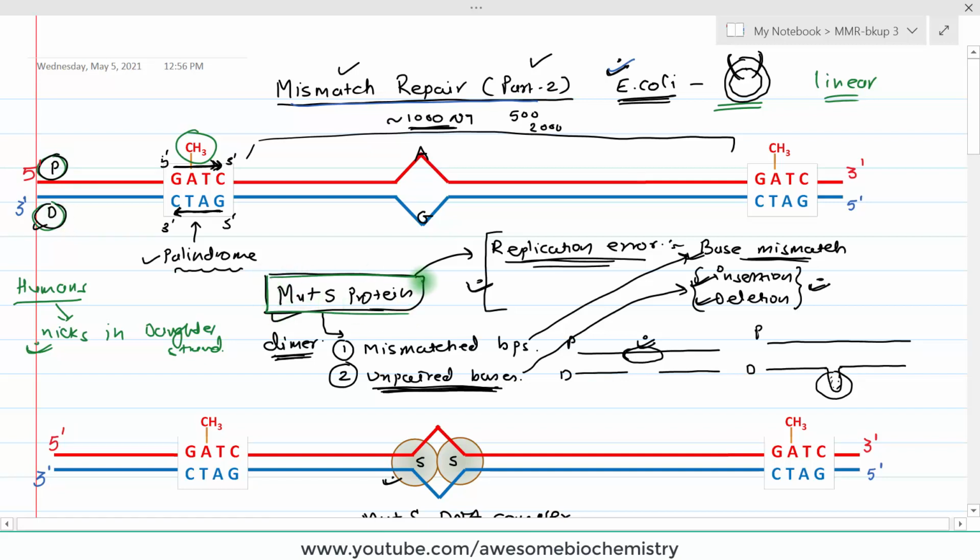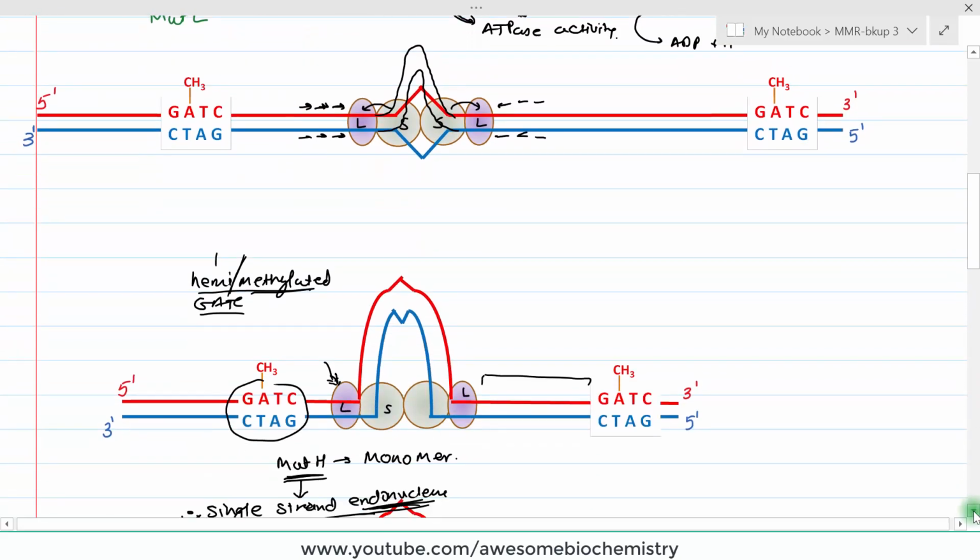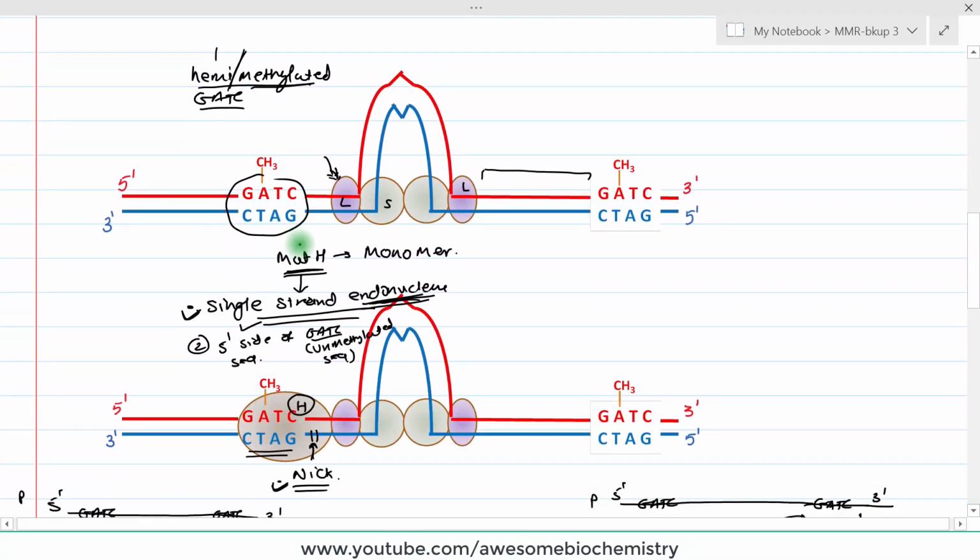The second difference is about MutS protein. In human, MutS protein is not found, but six structurally similar proteins, or you can say six protein homologs of MutS, have been identified till date. What about MutL protein? Just like MutS, MutL homolog proteins are also found, but they are five in number. What about MutH? No homologs of MutH protein are found.